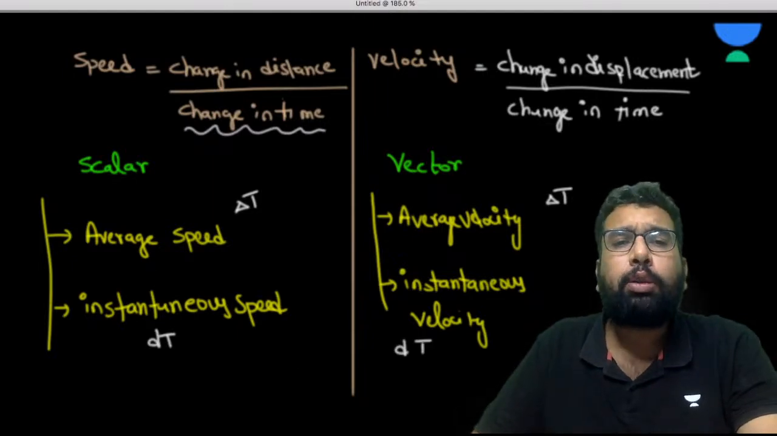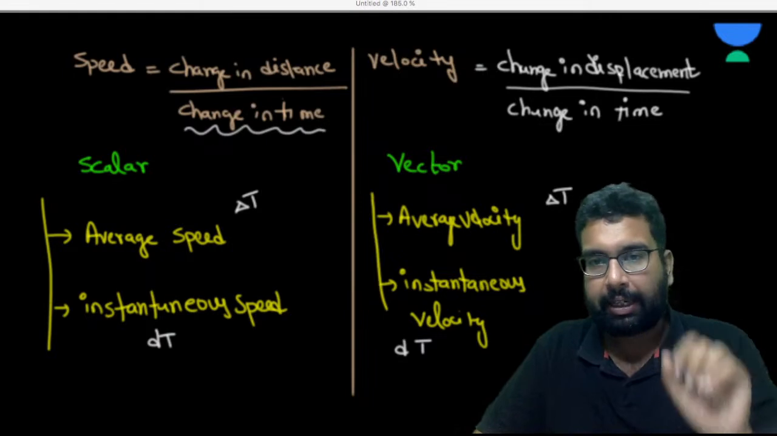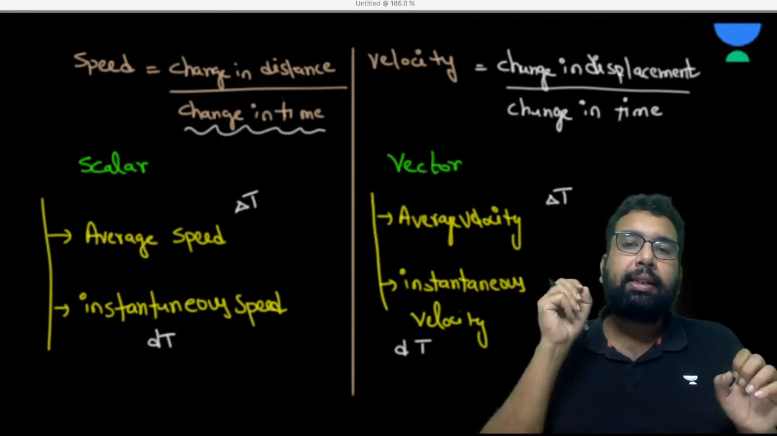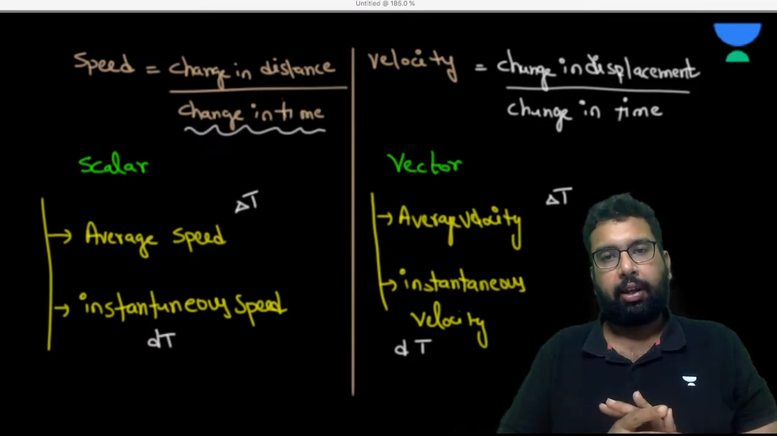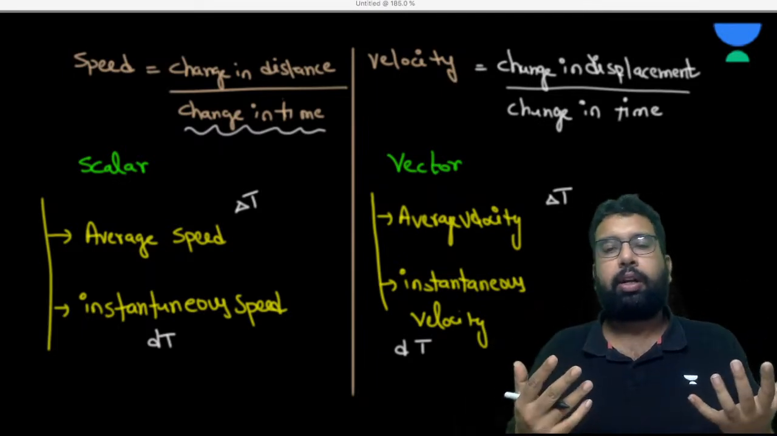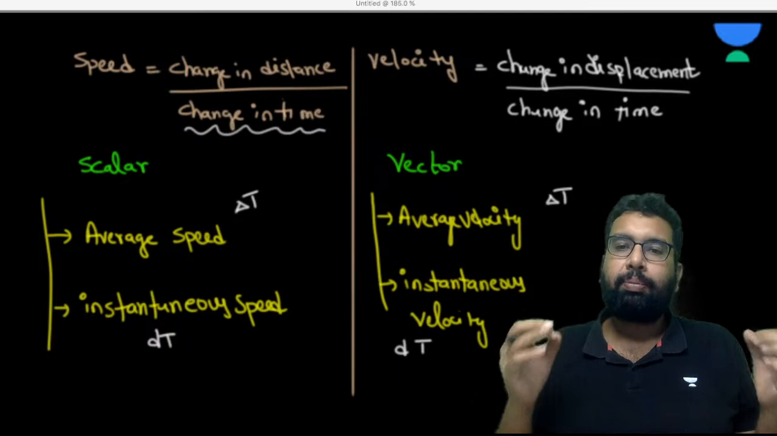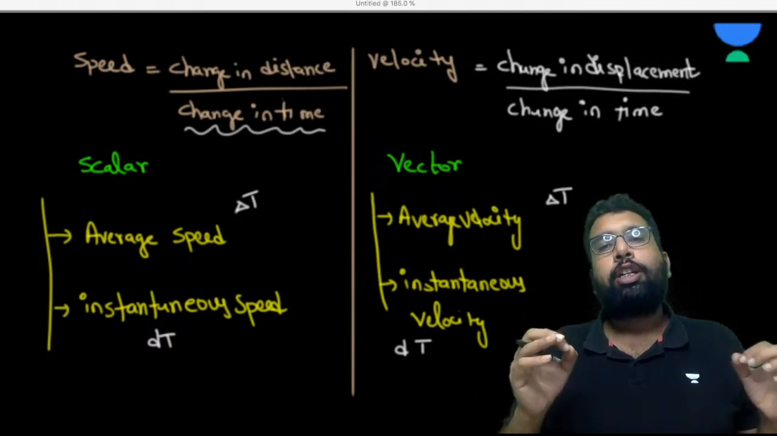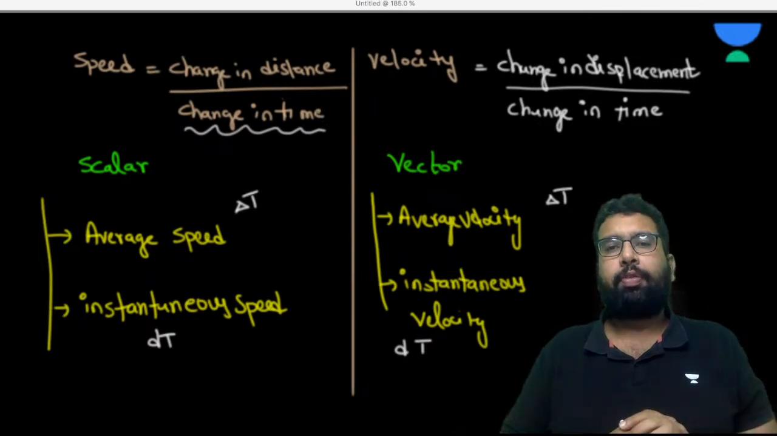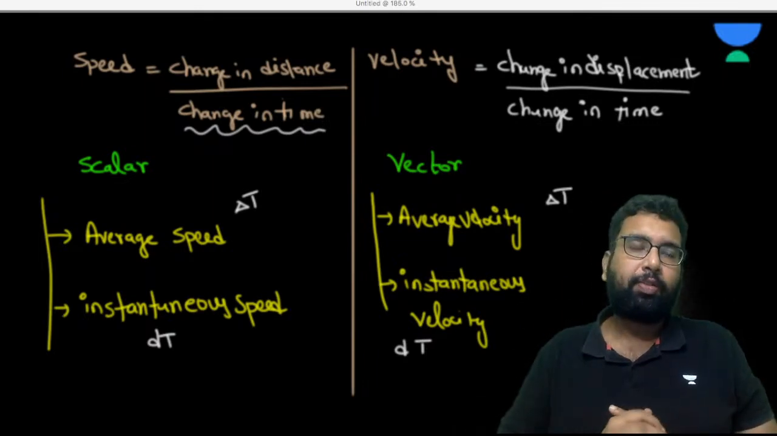Now, how are these two different from each other? This is dt. When we write dt, basically it is a differential quantity. What do we mean by a differential quantity? A differential quantity is something which is very, very small, which is infinitely small.